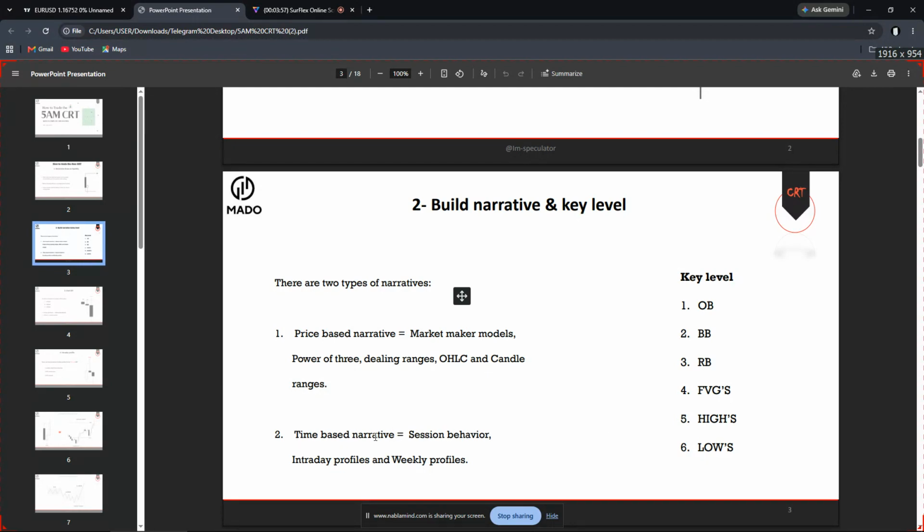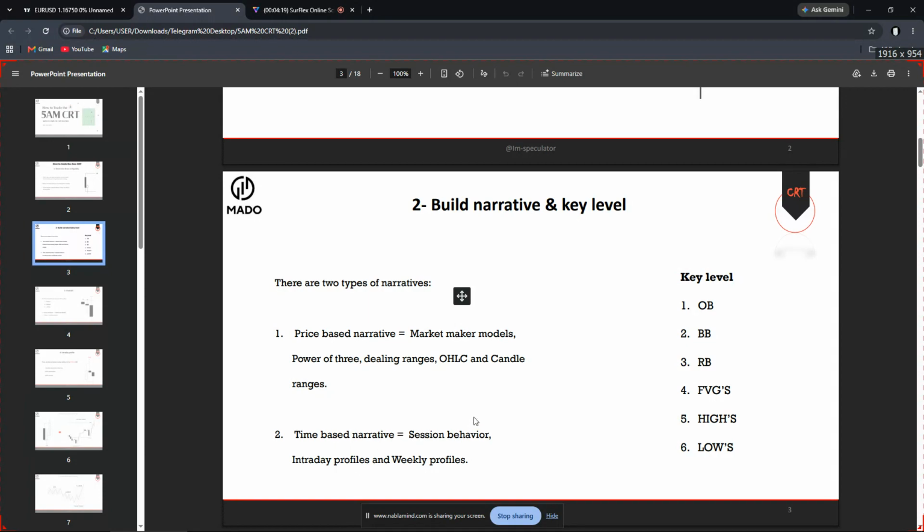Another thing here is the open, low, high, close of the range. And we have time-based narrative, which is session behavior. We trade the 5 a.m. CRT during the New York session, so we are trying to see how the behavior of that session is for us to take the trade, which is also the intraday profile. Understanding the intraday profile and weekly profile is more important.